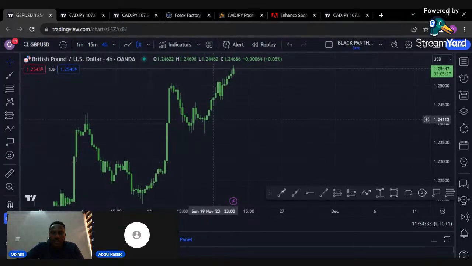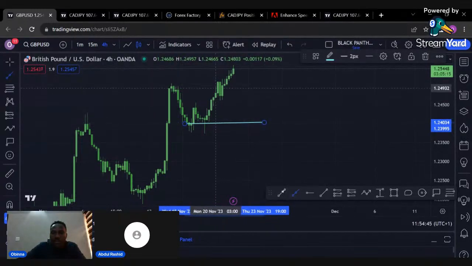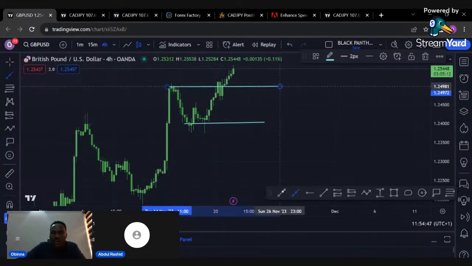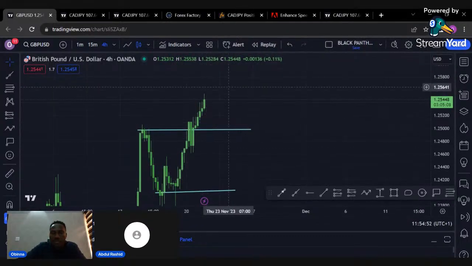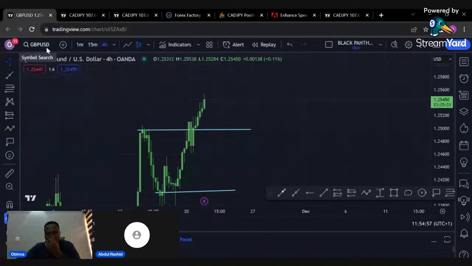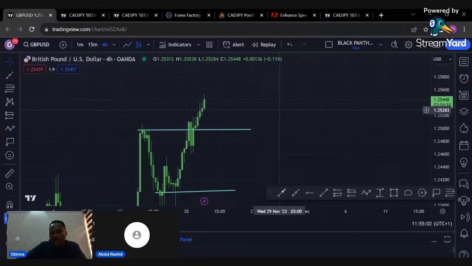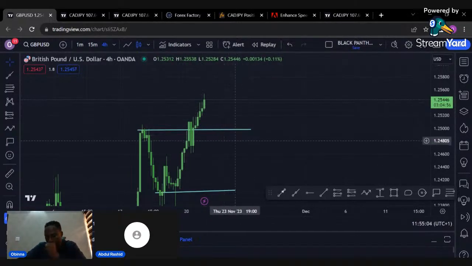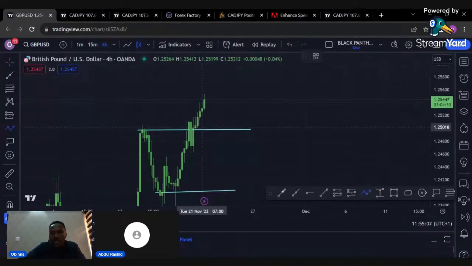So GBPUSD is clearly an uptrend. Wow. I think I was talking to someone, one of my students, about this yesterday, or is it the day before yesterday? So this was the higher low. Now price has broken this higher high and made a new higher low here. So this is clearly an uptrend. So for me, if I'm taking any trade on GBPUSD, I'm just thinking about buys.